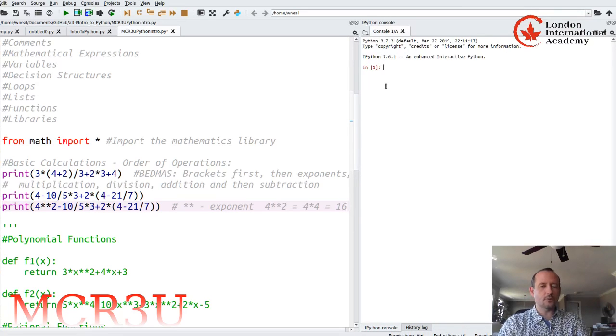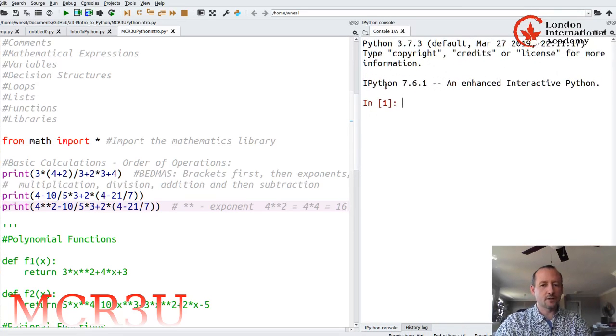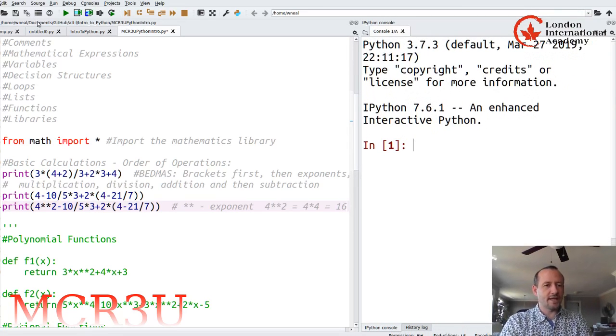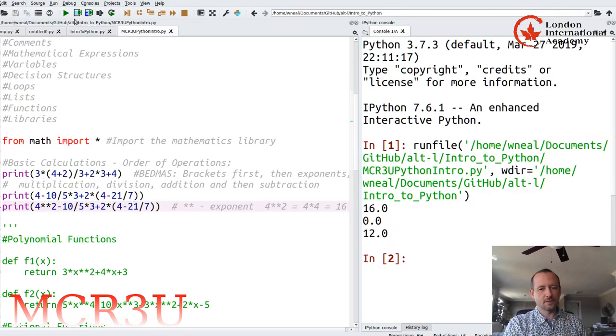This is the output area. I'll make it bigger. And when I press play, which is right here, it will execute this code. It'll read the math library and then print out 3 calculation results. There we are. The first answer is 16. The second answer is 0. And the third answer is 12.